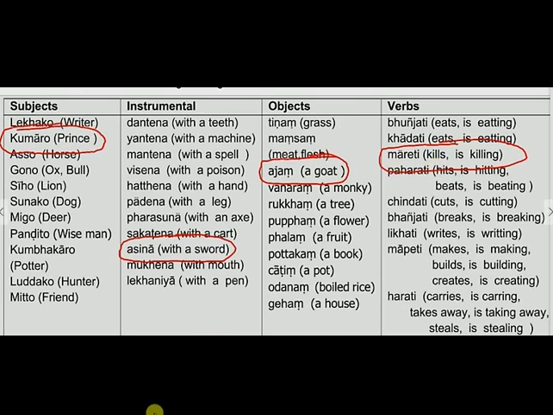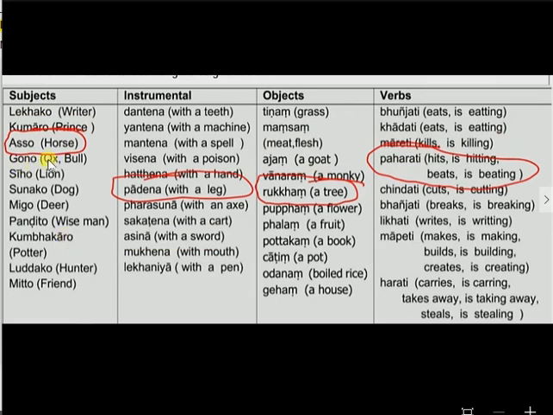Another example. Asso, horse, subject. Instrumental: padena, with the leg. Object: rukkhaṃ, a tree. Verb: paharati, beats, is beating. So: asso padena rukkhaṃ paharati. The horse is beating a tree with a leg.